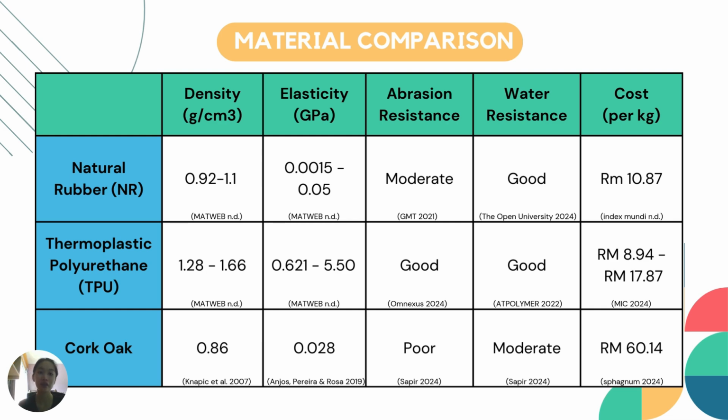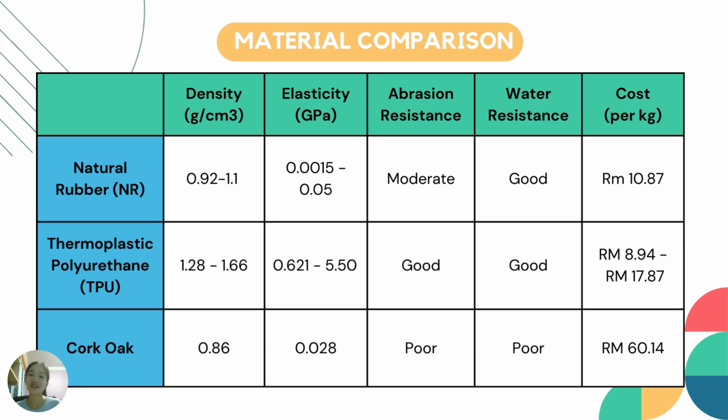Both natural rubber and TPU have good water resistance, ensuring longevity in various conditions. Lastly, although cork oak has decent water resistance, it is highly sensitive to humidity changes. This can cause it to warp or deteriorate over time in environments with fluctuating moisture levels.